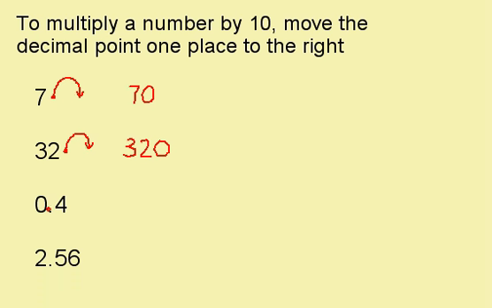For this one, the decimal point is here. We move it one place to the right, and it lands at the end, so we're not going to include it. Now this gives us 0.4. But we don't write the 0, the answer is just 4. Here's the decimal point. Move it one place to the right, and it lands in between the 5 and the 6. So we have 25.6.